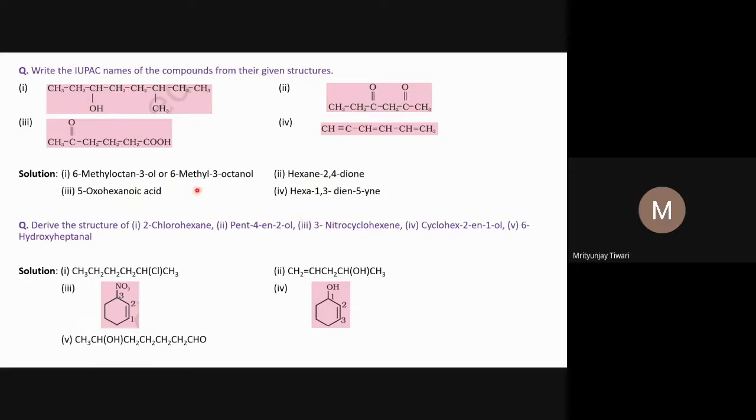A similar space, as I explained, should be used in the naming of esters as well. The alkyl and alkanoate should be written separately.